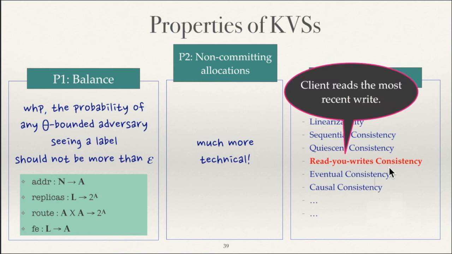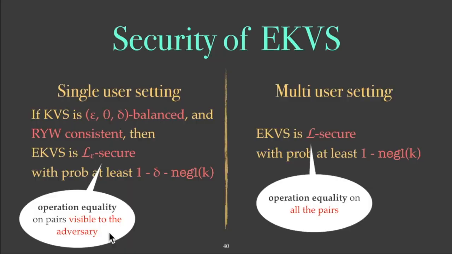And read your write consistency essentially says that clients should read their most recent write. So if they write a particular value, and then they read it again, then they should read the latest value that they have written. That's what read your writes consistency guarantees. So we show that if the key value store is indeed balanced and read-your-write consistent, then the encrypted key value store is L epsilon secure with high probability.